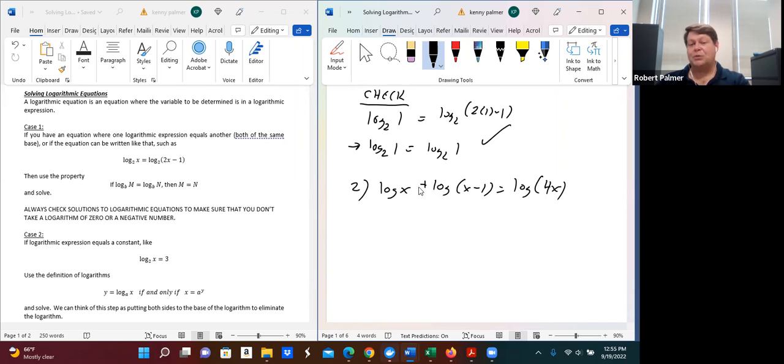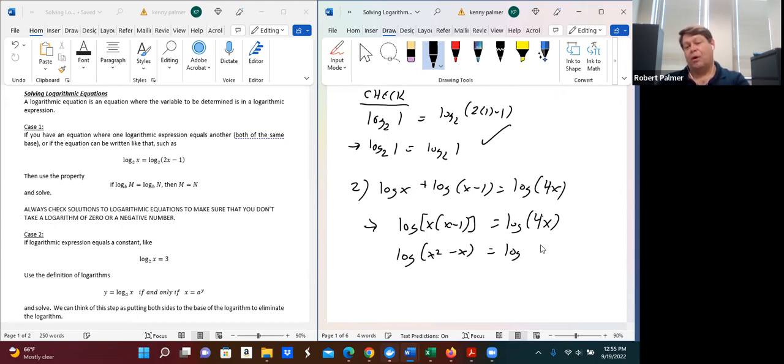Since we're adding here, we have the same base, we can actually combine these. So if we combine them, we're going to be multiplying. So it's going to be log of x times x minus 1. Okay, so I just used a property of logarithms, and so I just added these together. So if they're adding, I multiplied them, and we can also simplify that a bit inside if we want. And so that's going to be log of x squared minus x is equal to log of 4x.